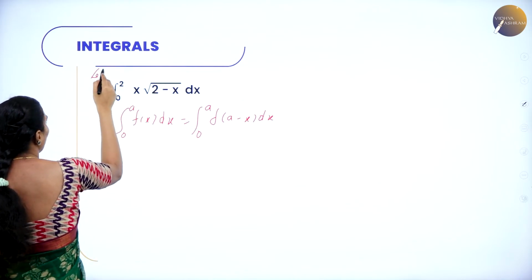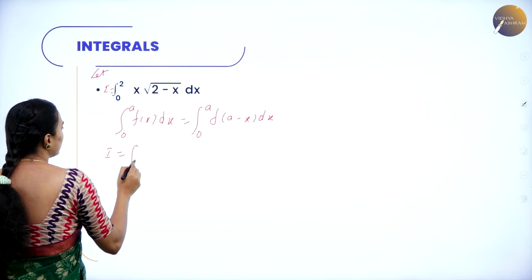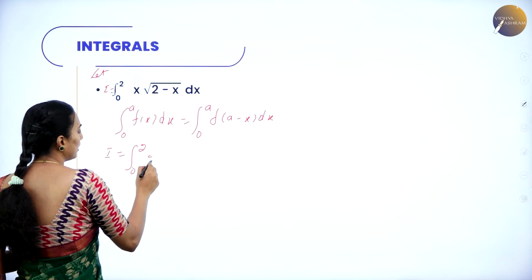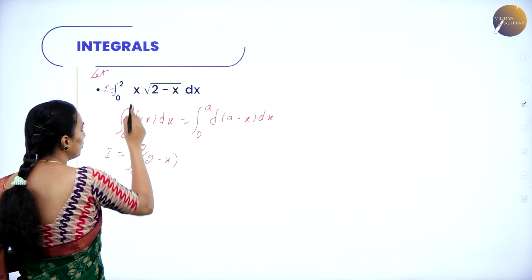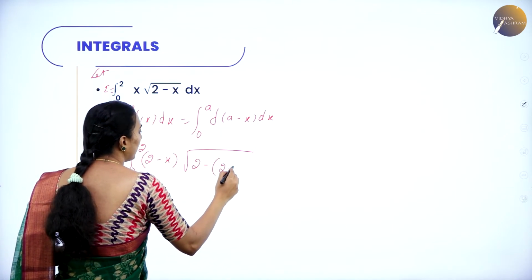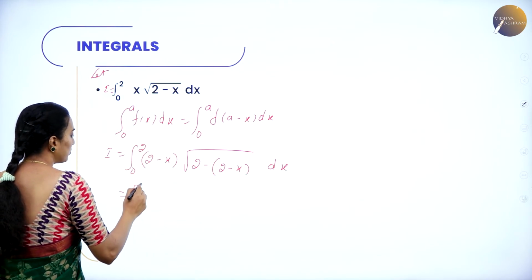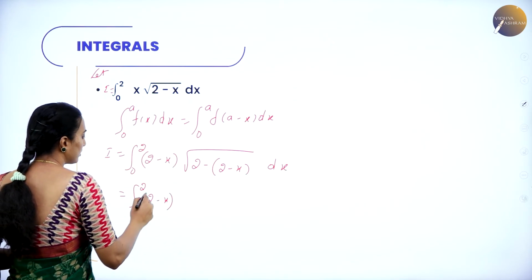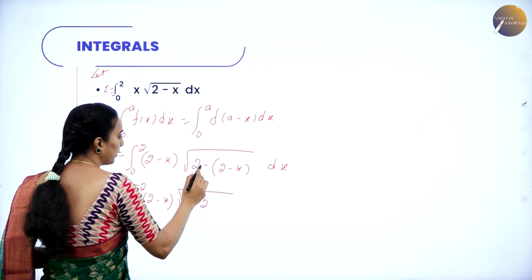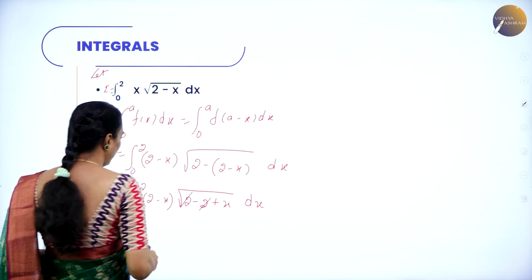So therefore, I am going to call this equation I. So I is equal to the integral from 0 to 2, a is nothing but 2, so 2 minus x, which is nothing but 2 minus x, under the root of 2 minus x is nothing but 2 minus x into dx. So I is equal to the integral from 0 to 2, 2 minus x into under the root of multiply minus sign inside, minus into plus is minus, minus into minus is plus, into dx. These two will get cancelled.